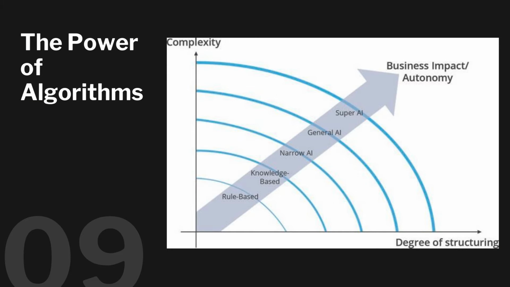So, what is the power of the algorithms, and why is it powerful? The power stems from the difference of the structures of the algorithm and the complexity of the algorithm. The more structured and the more complex, the bigger the impact you have on your businesses and on the autonomy of the AI. So, the correlation between algorithmics and artificial intelligence is: the more complex your algorithms, the more business impact and the more autonomy your AI.